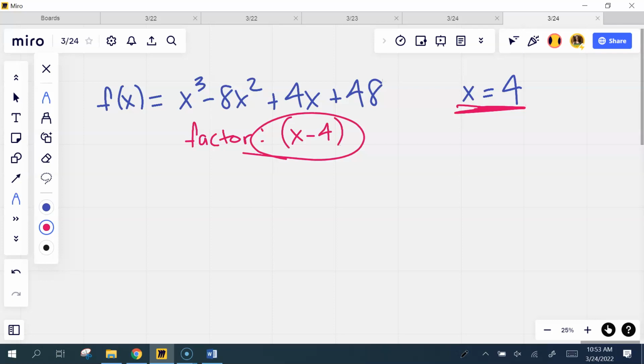I didn't even write on here that that was the factor theorem. Okay, that's the factor theorem. I'm going to put that on. I guess I put it up at the top of the other one.